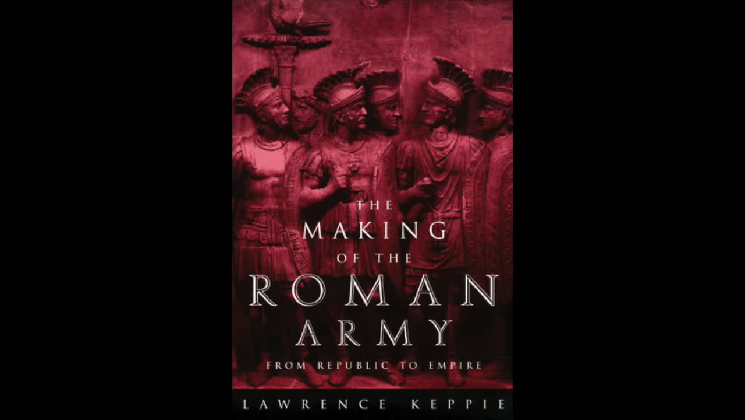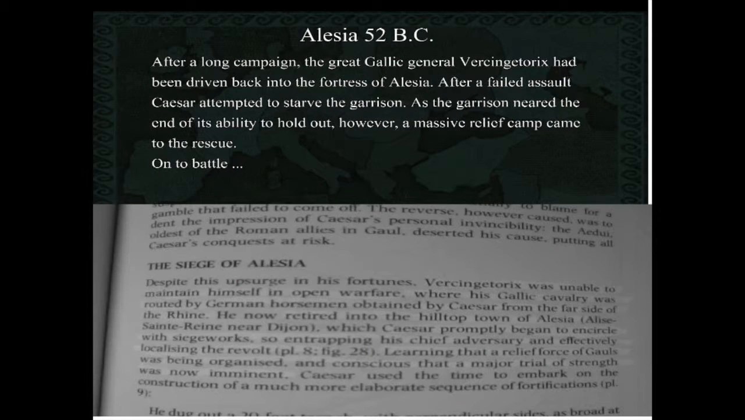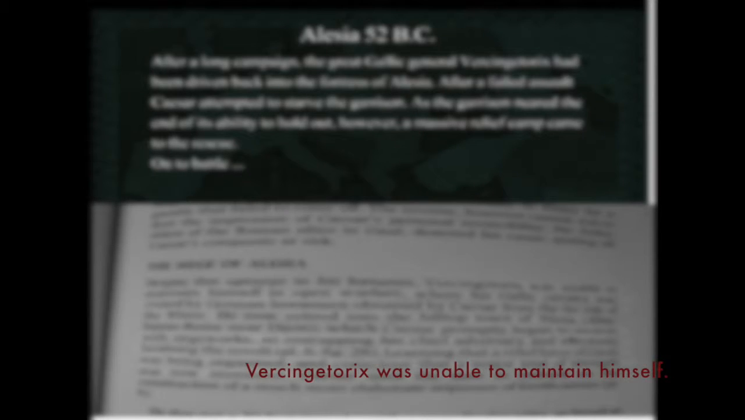For the actual history section, we will be looking at the book The Making of the Roman Army, From Republic to Empire by Lawrence Keppie. As you're going to be able to see, there are a lot of similarities between the descriptions of the battles in the game and how Keppie describes them in his book. In the book, we have Vercingetorix was unable to maintain himself from the game. Vercingetorix had been driven back, again, from the game. Caesar attempted to starve the garrison, and then from the book, Caesar began to encircle with siege works, entrapping the chief adversary.